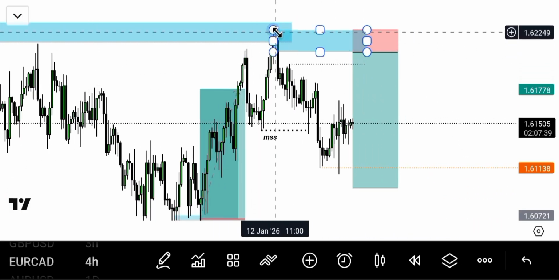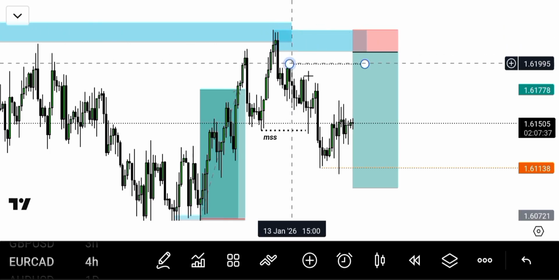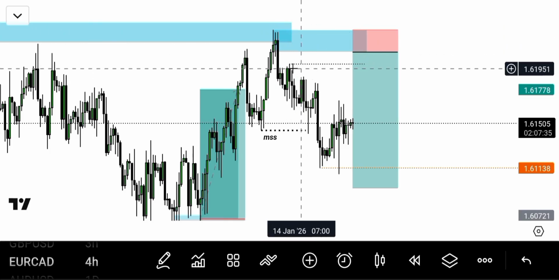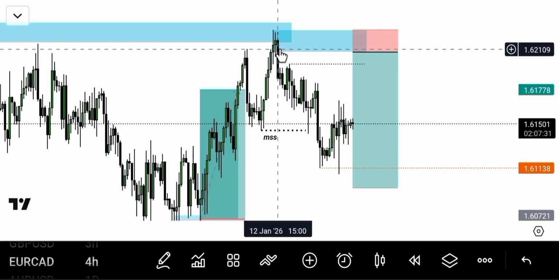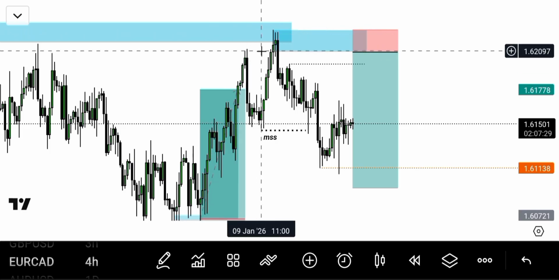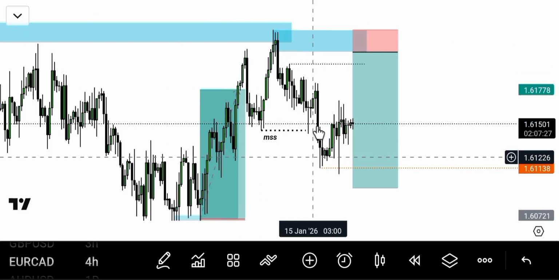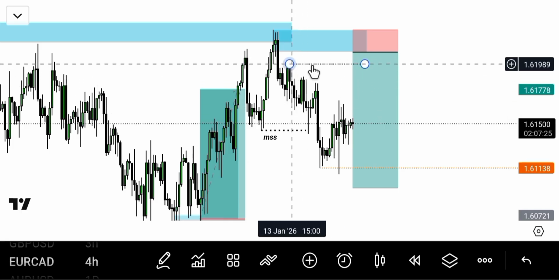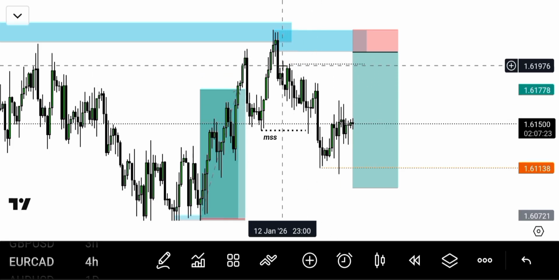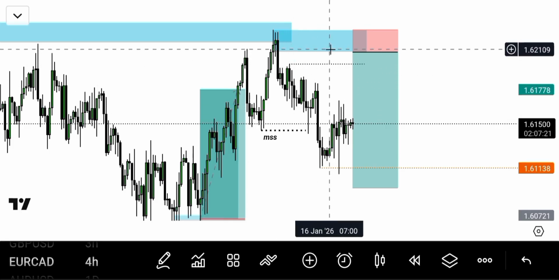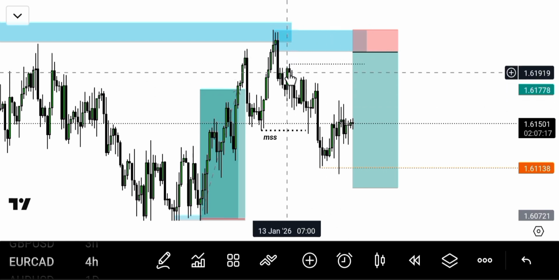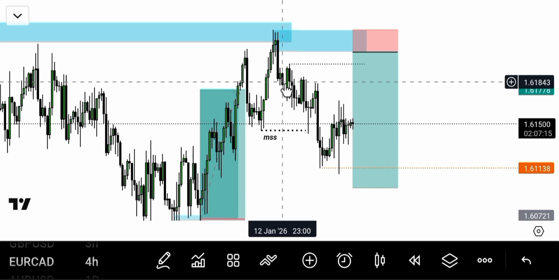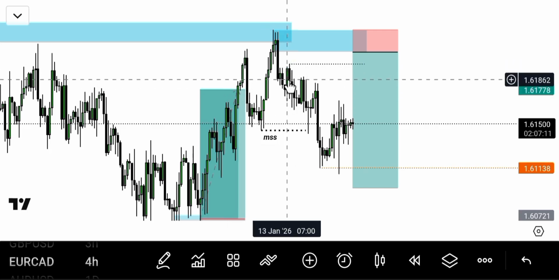The reason we are saying this is the structural or inducement liquidity is because this high actually swept liquidity. It swept liquidity and it broke structure. And we are taking this as our inducement liquidity because it's the closest liquidity to this high. I can't take my trade from this other high, around there, for many reasons.